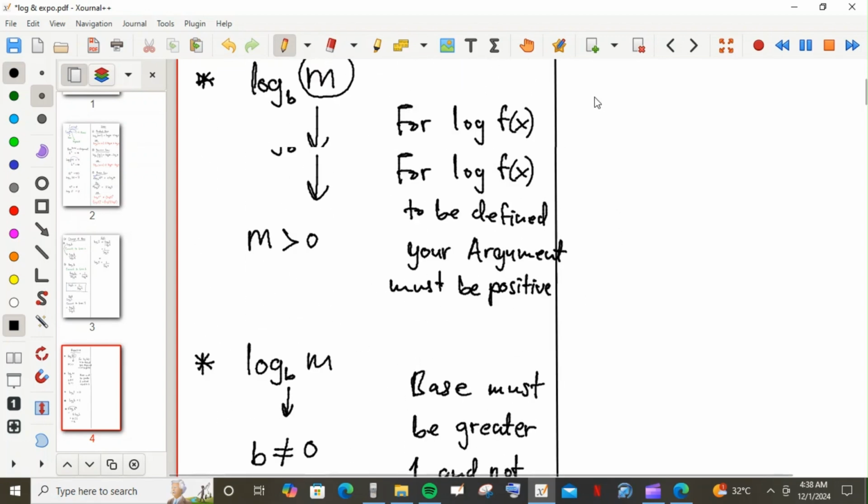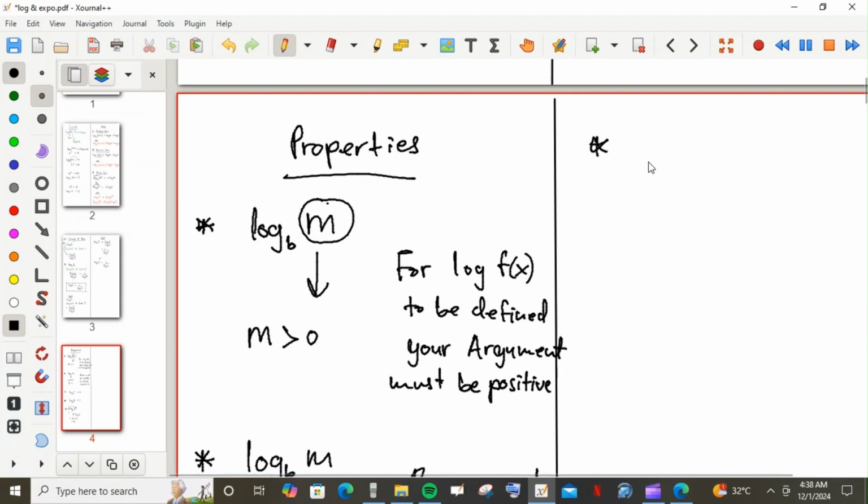Another one. We call this one the inverse property of logarithm.